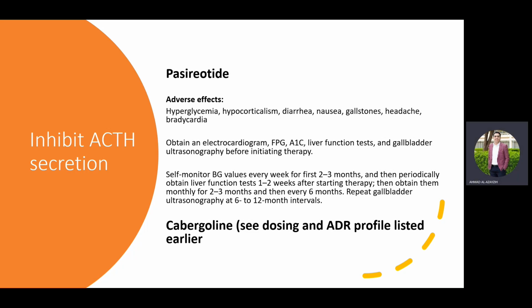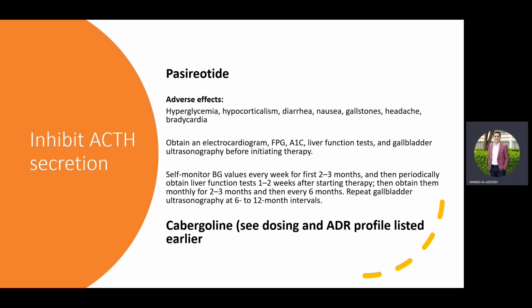And monitoring, of course, you have to do ECG, fasting blood glucose, HbA1c, thyroid, liver function test, gallbladder ultrasonography before initiating therapy. It's very important, of course. And then you have to keep an eye on this blood glucose level, liver function, etc., while the patient is taking this medication. The other drug that we could use, cabergoline, is given orally in general.